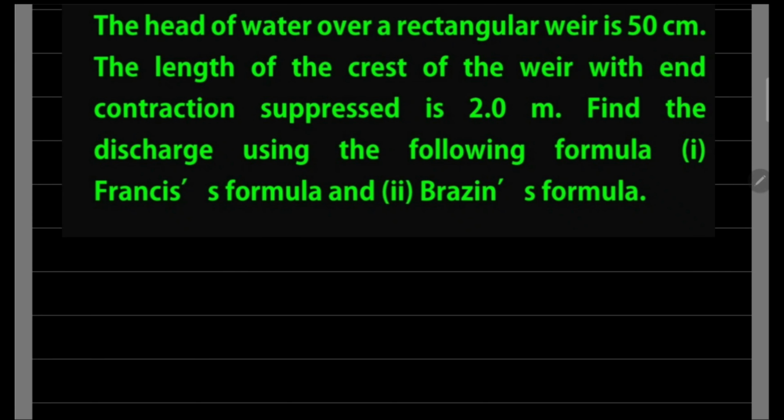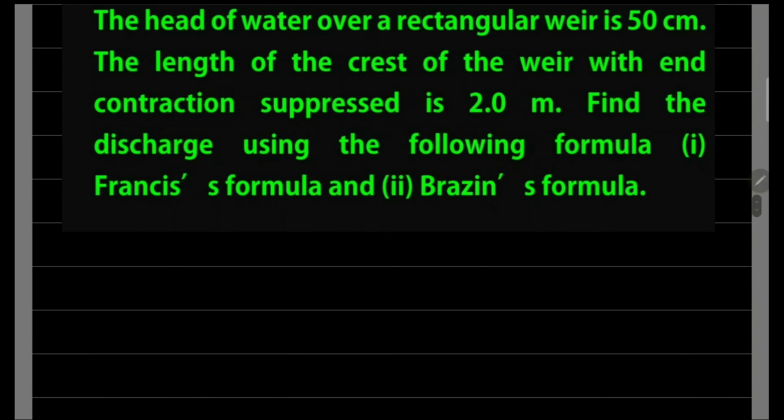Now we will solve a problem which is based on the empirical formula for the discharge over the rectangular weir. There are two popular empirical formulas proposed by Francis and Bazin. Based upon these formulas, we will figure out how to estimate the discharge. The problem says that the head of the water over a rectangular weir is 50 centimeter, and the length of the crest of the weir with end contraction suppressed is 2.0 meter. Find the discharge using the Francis formula as well as the Bazin's formula. So let's start the solution part.